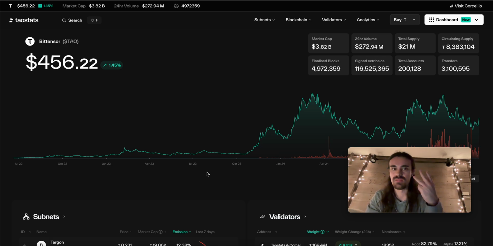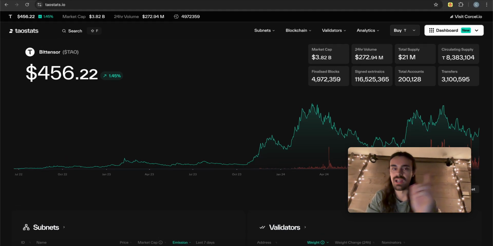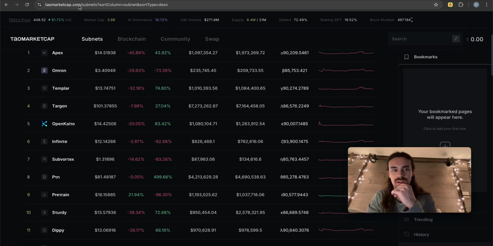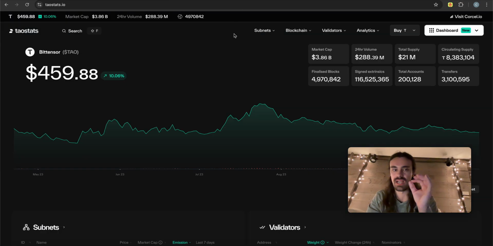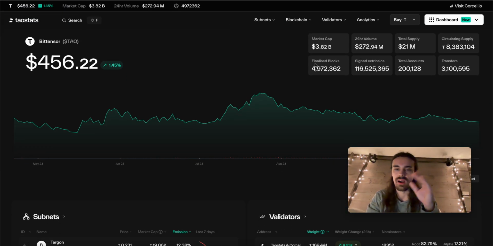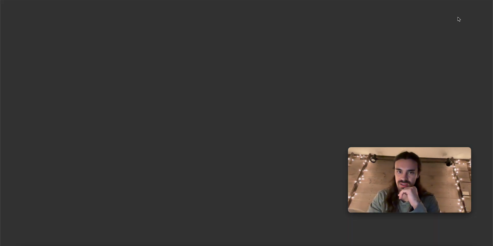Number three is coming to a platform like this here, which is taostats.io, or another platform called taomarketcap.com. This one also you can connect your wallet and stake. I personally think taostats is my favorite. So those are the three steps. Through this platform, you connect that wallet, and from there you can choose the individual subnets that you want to stake to, and then you can also choose which validator you want to stake within.